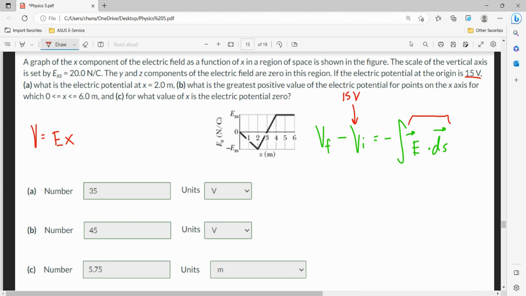So that's like saying the area, right? Because we have our electric field on our y-axis, and on our x-axis we have our distance. So we can imagine it as just taking the area. If we wanted to find from 0 to 2, that would be this triangular area here. So we can just simply do that. So for part A, we have VF minus 15, and we want to find VF, that's what we're looking for. And this is negative.